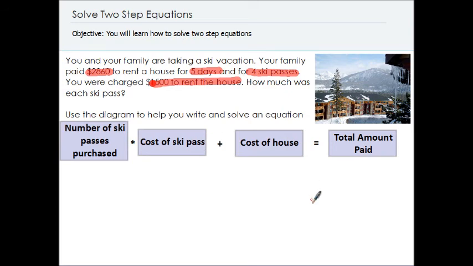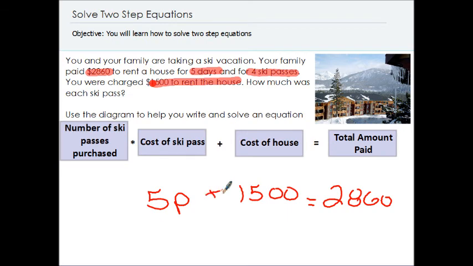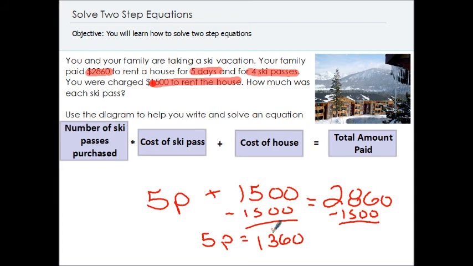So all together, we paid $2,860. Now, we got 5 ski passes, and we had how much we paid for the house. All together, that is what's going to equal our total. So minus 1,500 on both sides. So we have 5p equals 1,360. When the 5 is right next to the p, that means multiplication, and the opposite of multiplication is division. So divide by 5, divide by 5. So my pass cost was $272.